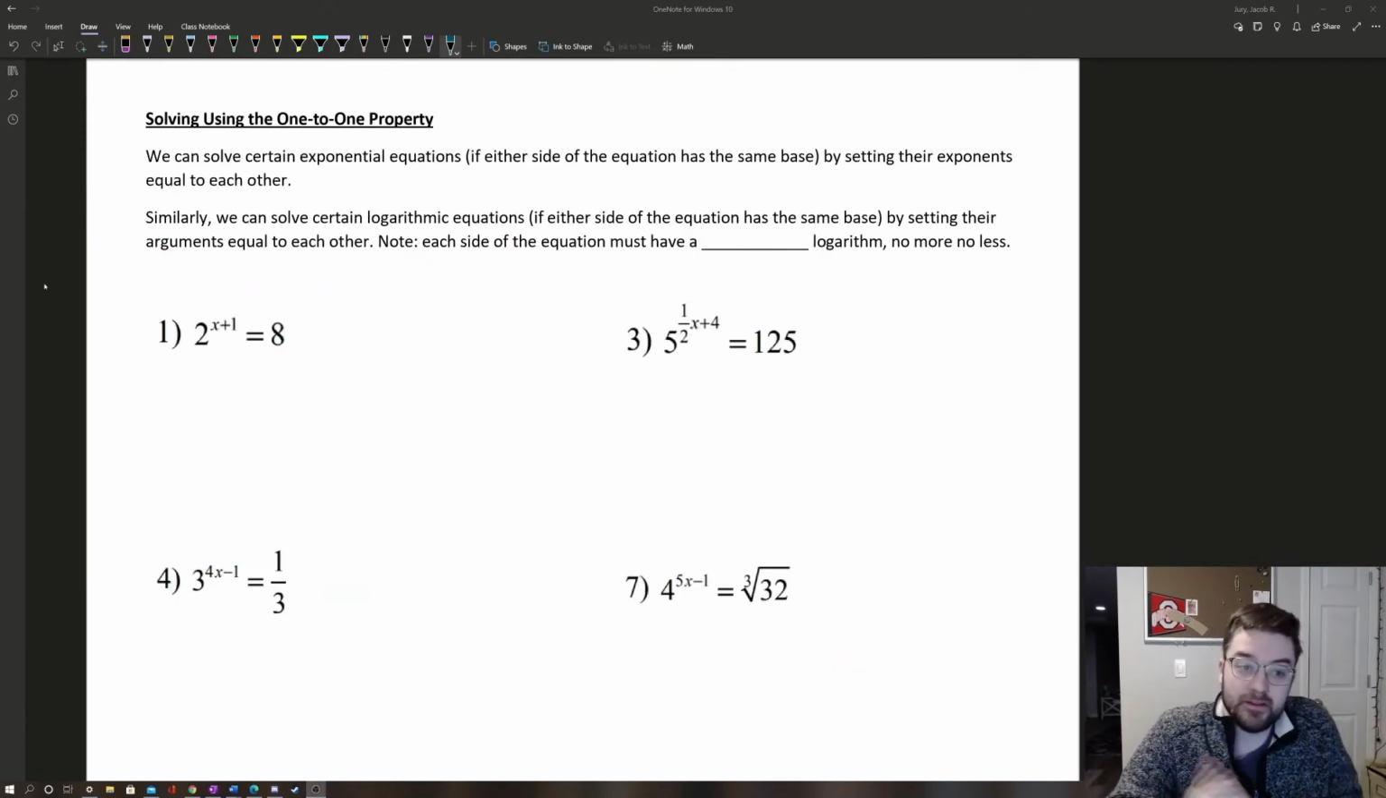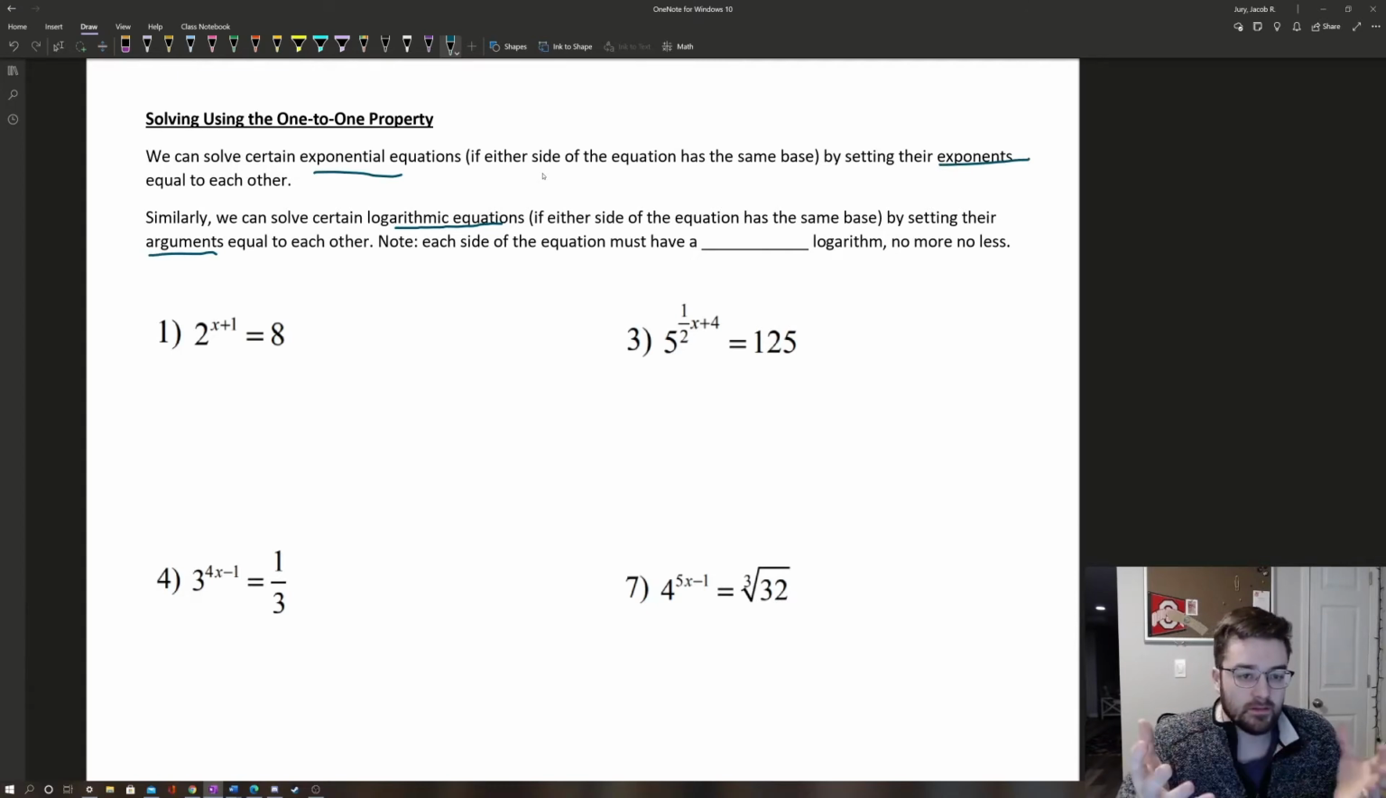Hey, I'm back. This is solving using the one-to-one property. The one-to-one property is useful because it helps us solve complicated equations easily. So we can solve certain exponential and logarithmic equations if either side of the equation has the same base. And that's really important because what that allows us to do is we can set the arguments or the exponents in either case equal to each other.